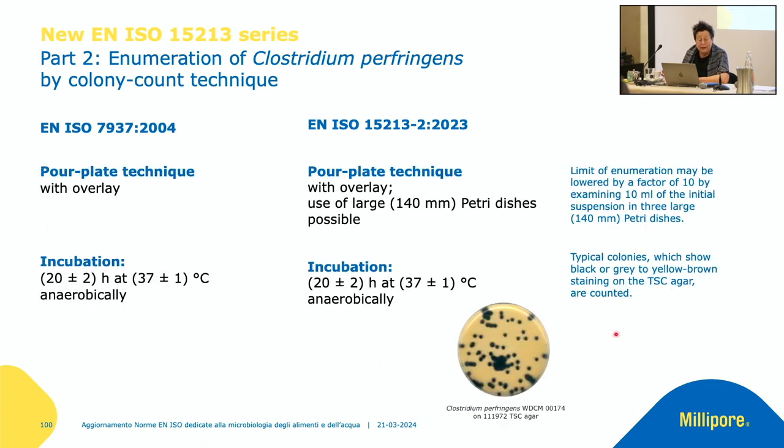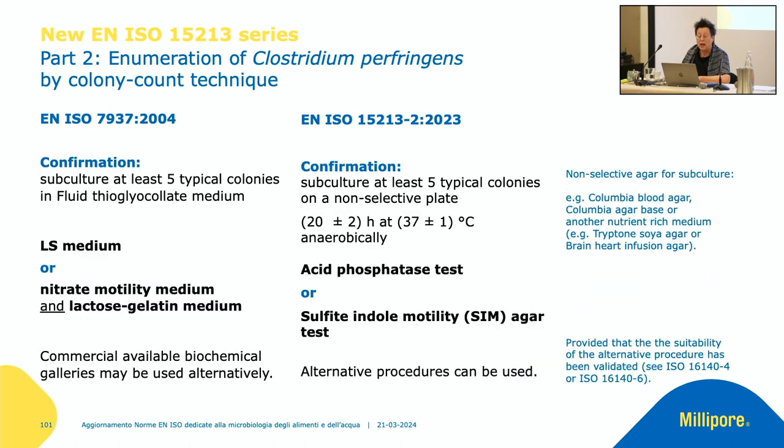So the pour plate technique is used, and also here, like in part one, we can use the 140 millimeter petri dishes for the bigger sample size, for 10 milliliters. Incubation is also the same as before. Then you count the black colonies, like here in the photo, in the TSC agar. And now we have a change.